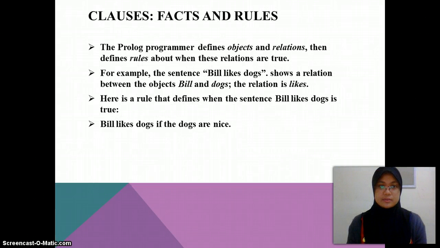Clauses, facts, and rules. The Prolog programmer defines objects and relations, then defines rules about when those relations are true. For example, the sentence Bill likes dogs shows a relation between the objects Bill and dogs. The relation is likes. Here is the rule that defines when the sentence Bill likes dogs is true: Bill likes dogs if the dog is nice.